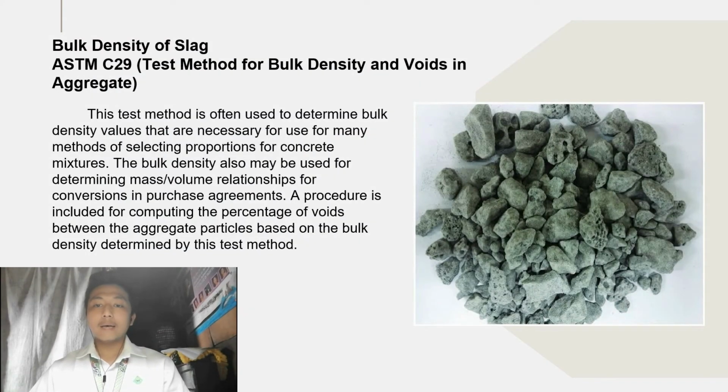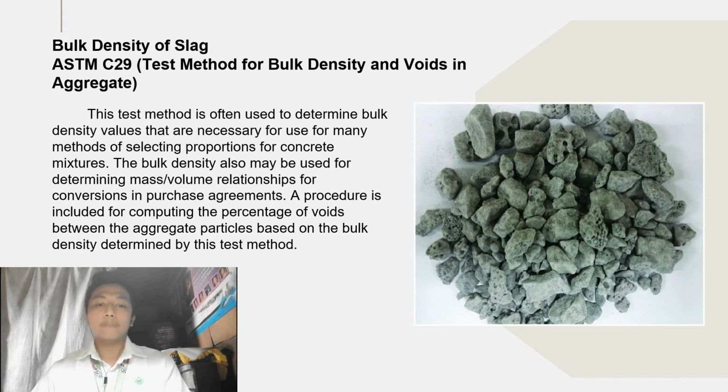Next is about the bulk density of slag, and the ASTM designated for this is ASTM C29, the test method for bulk density and voids in aggregate. This test method is often used to determine bulk density values that are necessary for many methods of selecting proportions for concrete mixtures. The bulk density may also be used for determining mass-volume relationships for conversions in purchase agreements. A procedure is included for computing the percentage of voids between the aggregate particles based on the bulk density determined by this test method.